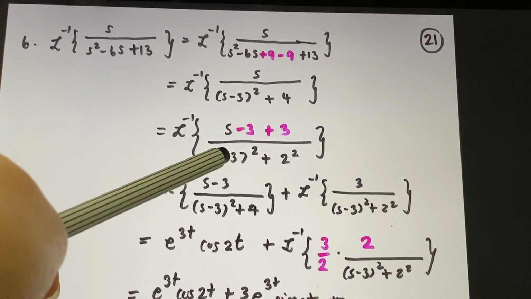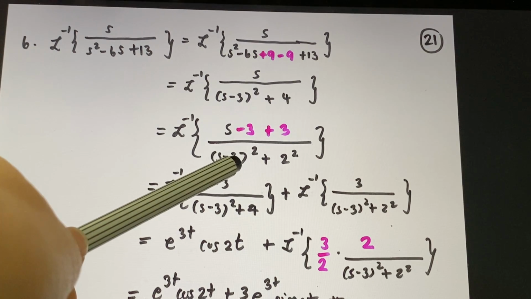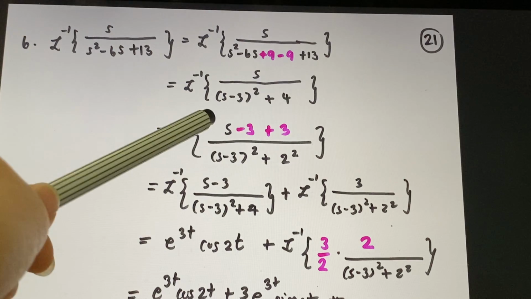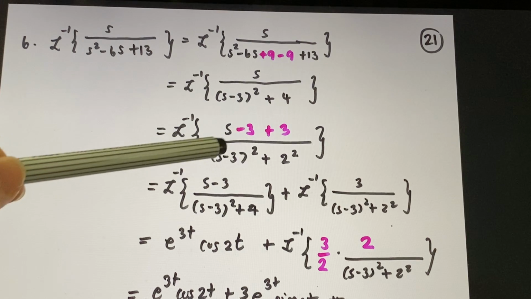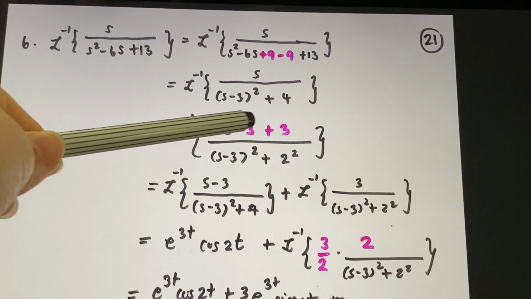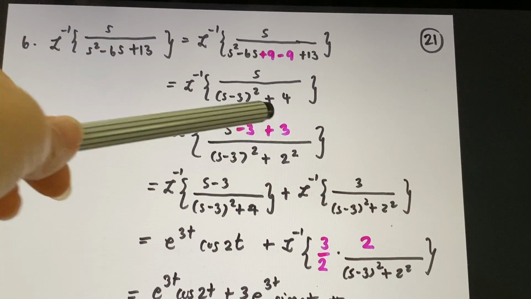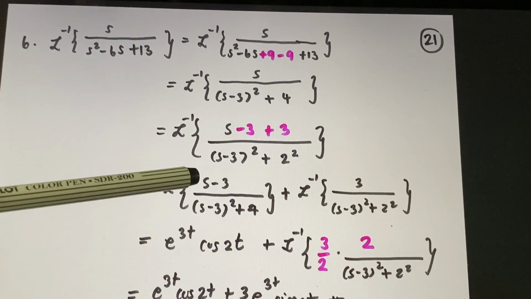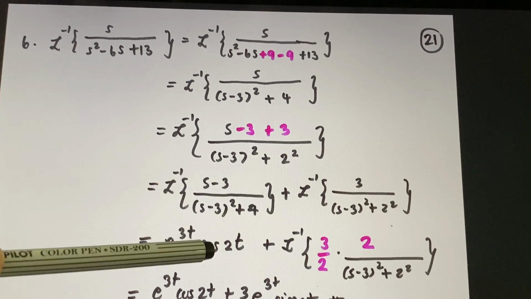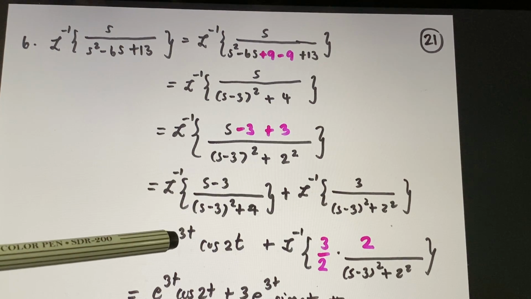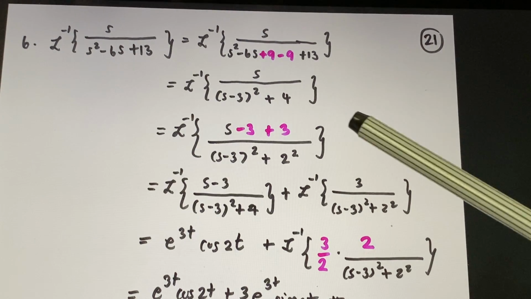It's in the form of what? Here it's like shifting 3 units, so e to the 3t should come out. And here plus 2 squared. On the top we have s, but for cosine we should have s minus 3 as well. So I subtract 3 and add 3 here, and then split it into two terms. This term, s minus 3 over s minus 3 squared plus 4, comes from shifting 3 units: e to the 3t times cosine 2t.